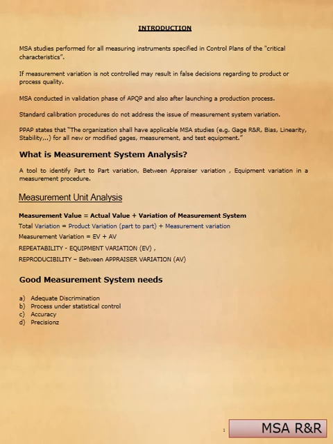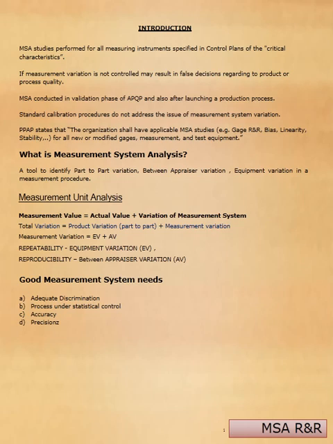Standard calibration procedures do not address the issue of measurement system variation. PPAP states that the organization shall have applicable MSA studies under bias, linearity, stability for all new or modified gauges, measurements, and test equipment.